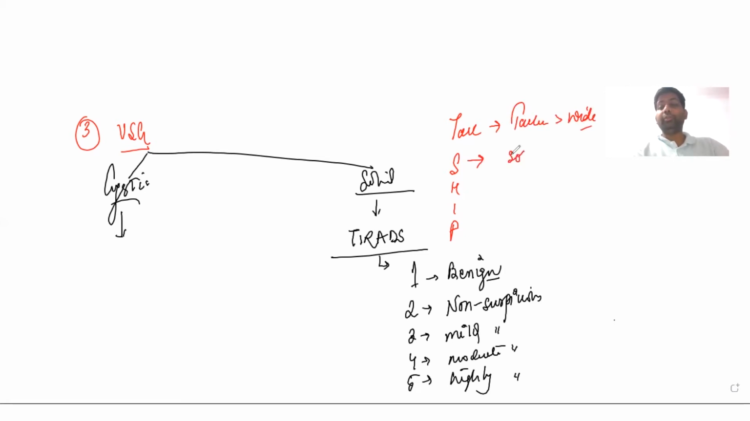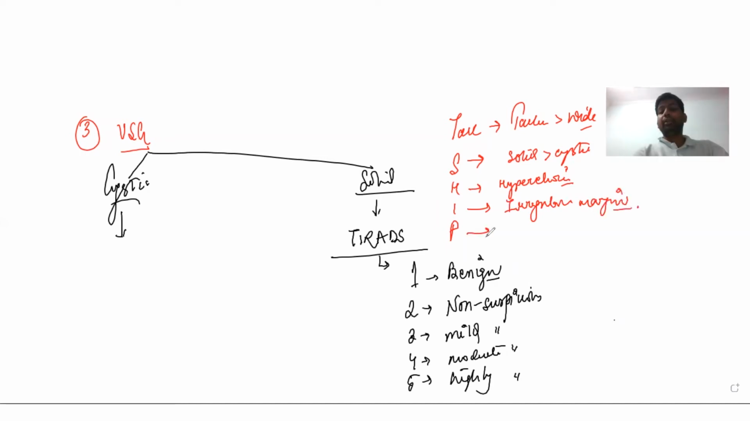If the lesion is solid compared to cystic, then there is more chance of it being malignant. If the lesion is hypoechoic on ultrasound, there is more chance of malignancy. If the margins of the lesion are irregular, then it is more suggestive of cancer. And if the ultrasound suggests some punctate calcifications, then these are also suggestive of a malignant lesion.